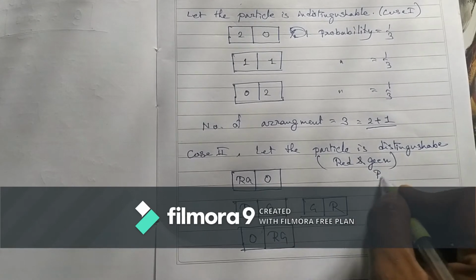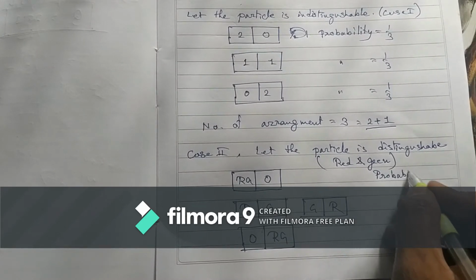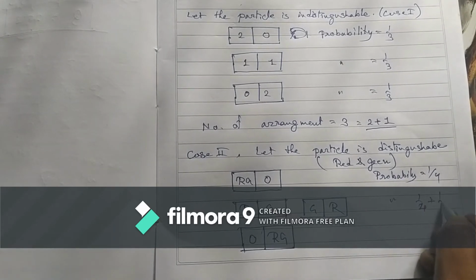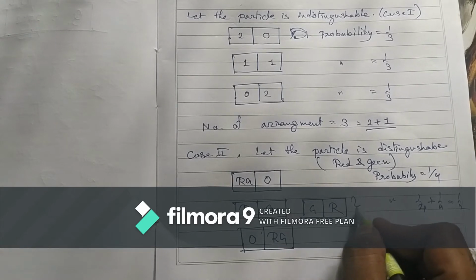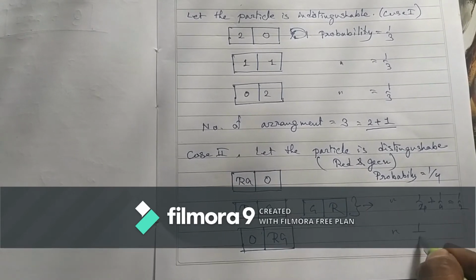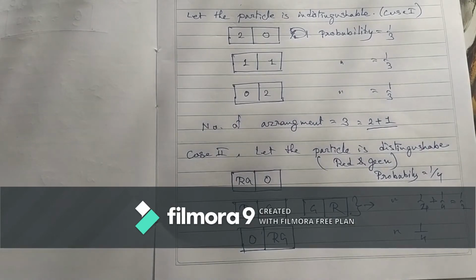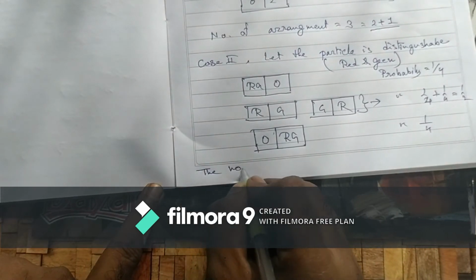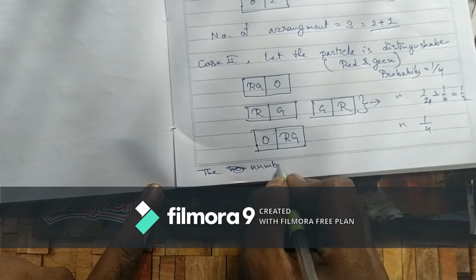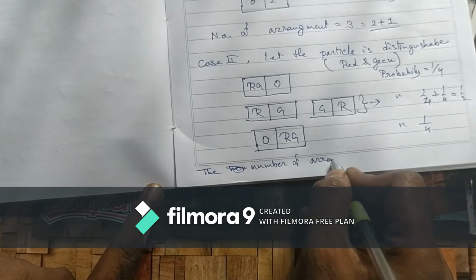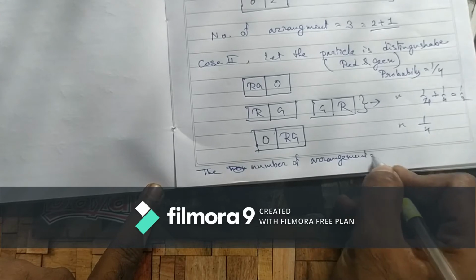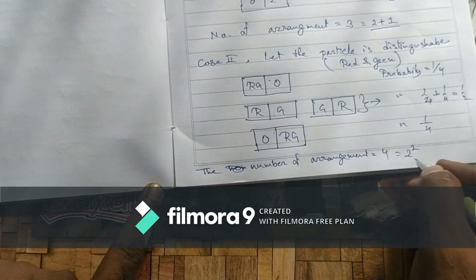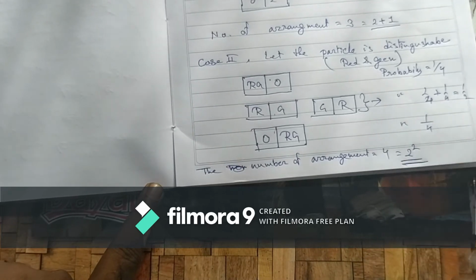So the probability is 1/4 for each state; 1/4 plus 1/4 is equal to half. For the distribution of such particles, the probability is 1/4. Clear? So the number of arrangements is equal to 4, because we have 4 arrangements. We can rewrite this as 2 squared. Let's see why I wrote 2 squared.